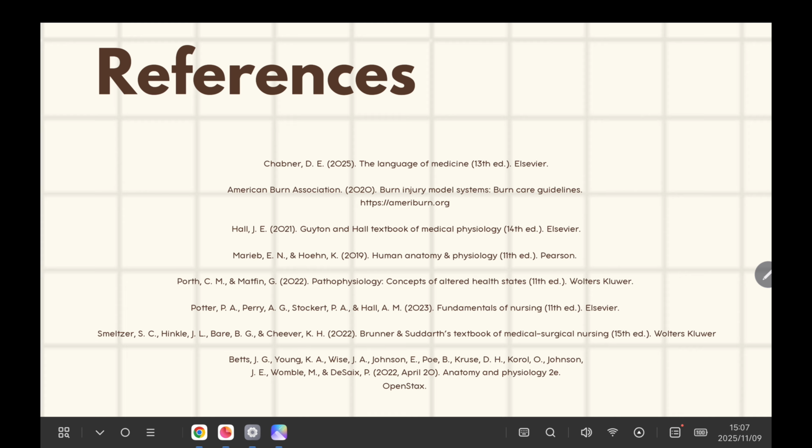By combining AI assistance with these peer-reviewed sources, our presentation remains both academically credible and clinically relevant. In conclusion, using these references along with AI's ability to help synthesize complex information allowed us to build a clear and evidence-informed understanding of how anatomy directly influences nursing care in burn management.